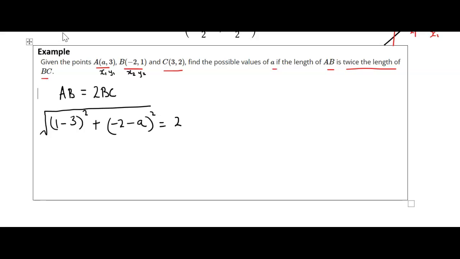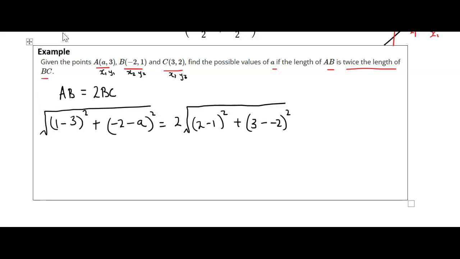And then BC, because it's twice the length, I'm going to do 2 times BC. I'm going to call these x3, y3, so I'm not going to use x1 and y2 again. So 2 minus 1 squared plus 3 minus negative 2, and then the square root of that. All right, so we've got AB there, and that is equal to 2 times BC.